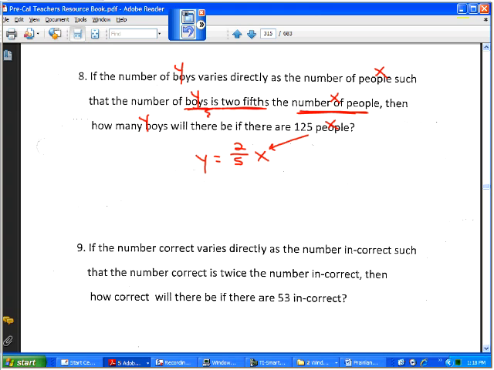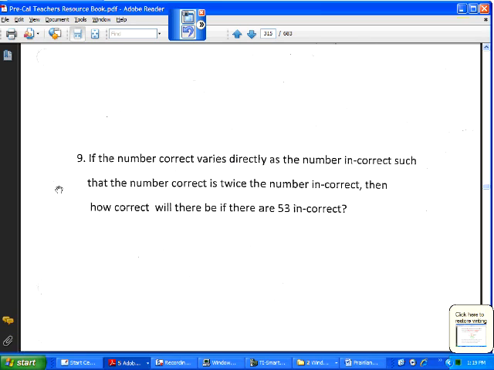So we plug it in. The number of boys, y, is equal to 2/5 times the number of people, 125. You understand what we're doing? So 5 goes into 5 once, 5 goes into 125 25 times, and so we get y equals 50. So the number of boys in that class would be 50. Any questions on number 8? Okay. Number 9.